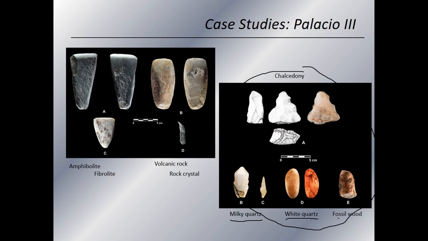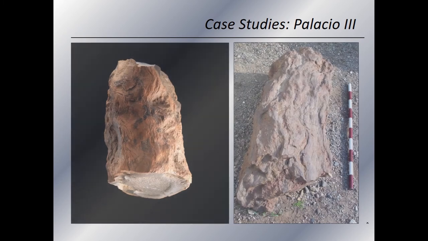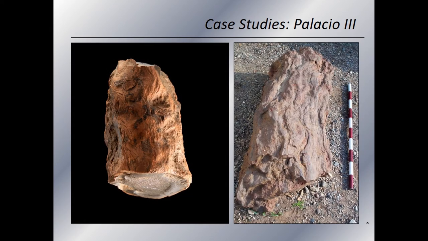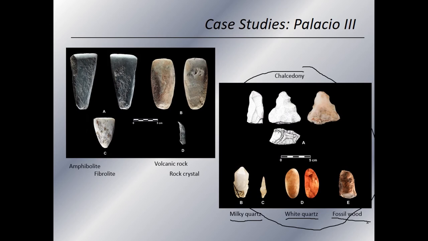This one here is fossil wood, which is interesting because in this region there's evidence of fossil forests with fossil tree trunks and so on. So basically these people, the users of this tomb, knew perfectly well every single detail of the geological environment in which they were living, and they were making use of all these resources very specifically for specific purposes, both in the architecture and in the portable material culture.